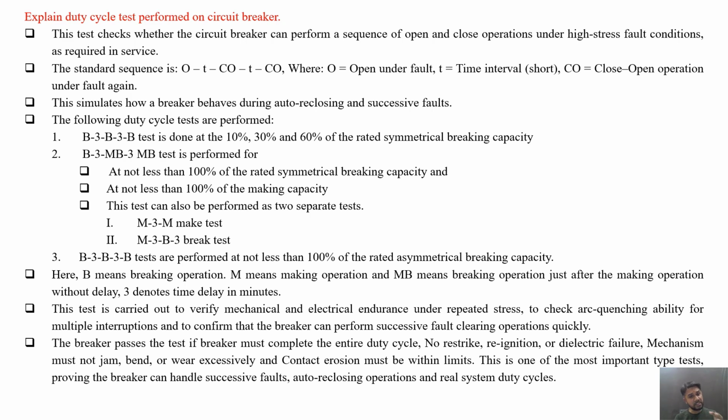Here B means the breaking operation, M means the making operation, and MB together suggests the breaking operation just after the making operation without any time delay. 3 denotes the time delay of 3 minutes. So this test is carried out to verify the mechanical and electrical endurance under repeated rated stresses, to check arc quenching ability over multiple interruptions, and to confirm that the breaker can perform successive fault clearing operations quickly.